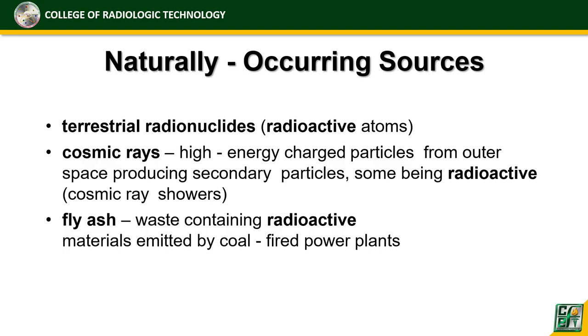Okay, so another source or naturally occurring source is the cosmic rays. So cosmic, galing outside the earth from the cosmos. Okay, so high energy charged particle from outer space, producing secondary particles. Then, ano pa yung naturally occurring? Fly ash. So, waste containing radioactive material emitted by coal-fired power plants. Okay. So, by-product siya ng coal-fired power plants.